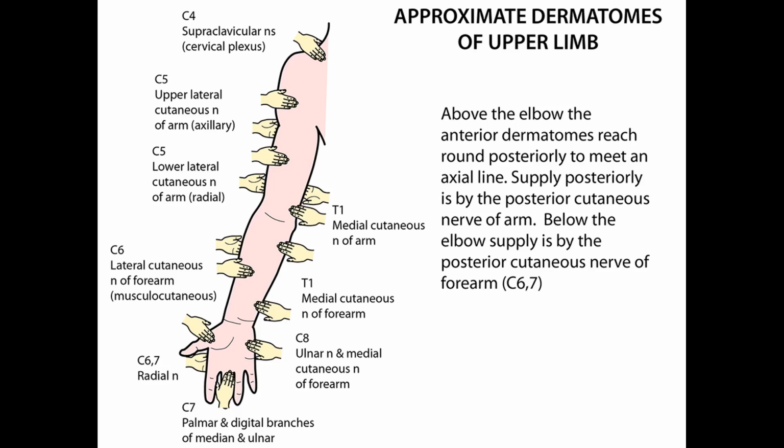Clinically, this is rather important because if we're testing for sensation, we can go from a contiguous dermatome to another contiguous dermatome, and we would expect some overlap. But when you jump between dermatomes which are not contiguous and across an axial line, you would not expect to find any overlap at all.